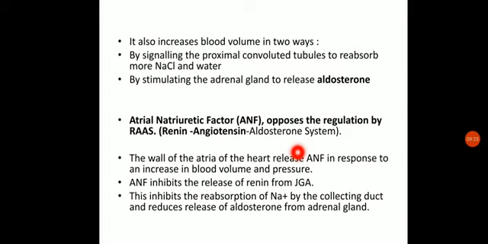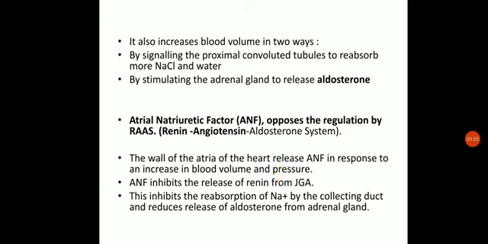So whenever the blood pressure is high, it is sensed by some cells, and the atrial wall will release the ANF, atrial natriuretic factor, by which the blood volume or blood pressure should be lowered. So how will it do that? It will oppose the action of the RAS. ANF inhibits the release of renin from the JGA. So in the absence of renin, angiotensin will not be formed, and in the absence of angiotensin, again the blood pressure will be normal.